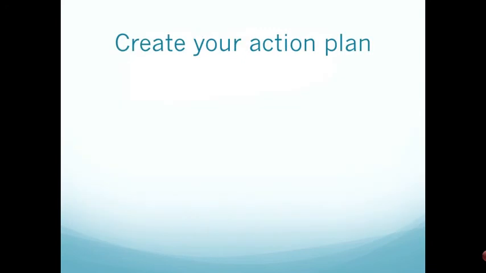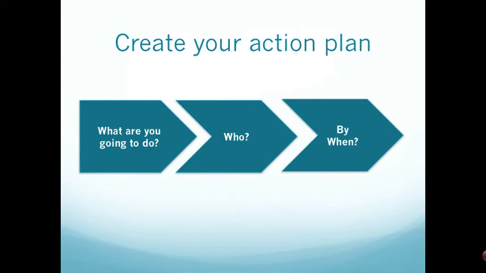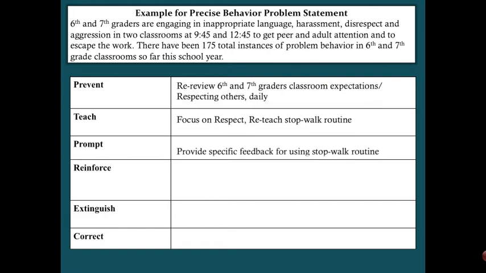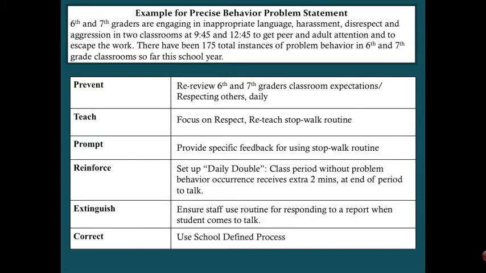These domains help us think about our action plan of what we're going to do, who is going to implement it, and by when. Here's an example of some solutions that we may put in place for 6th and 7th graders who are engaging in inappropriate language, harassment, disrespect, and aggression in classrooms. Again, we don't have to have solutions in each of these domain areas.